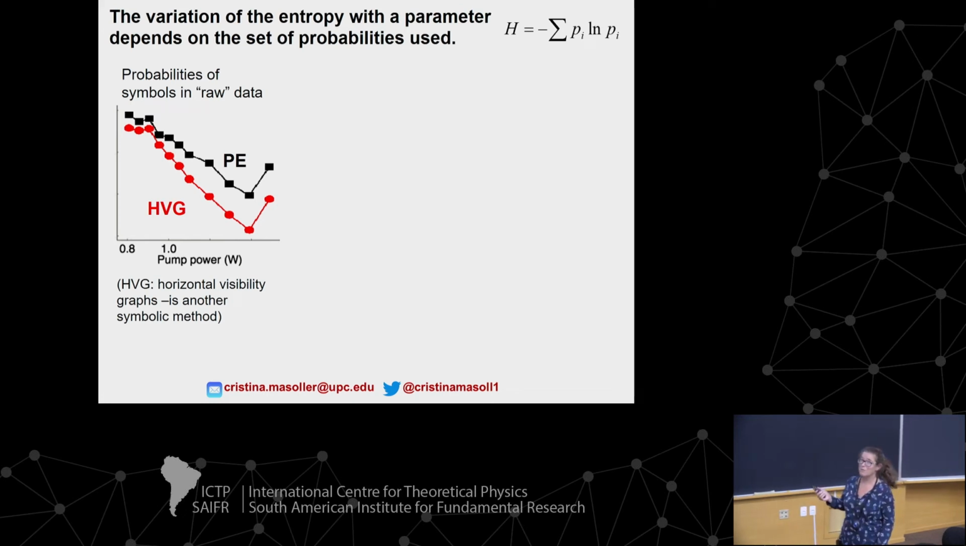This is a different way of transforming a time series into symbols, which is called the horizontal visibility graph. If anybody is interested, I can give you the details, but it's just a different symbolic rule. Basically, for a data point, how many data points does it see? It's like thinking of data points as buildings, and a high building will cover all the rest, and so on. Anyway, it's an interesting way to also transform a time series into a symbolic analysis.